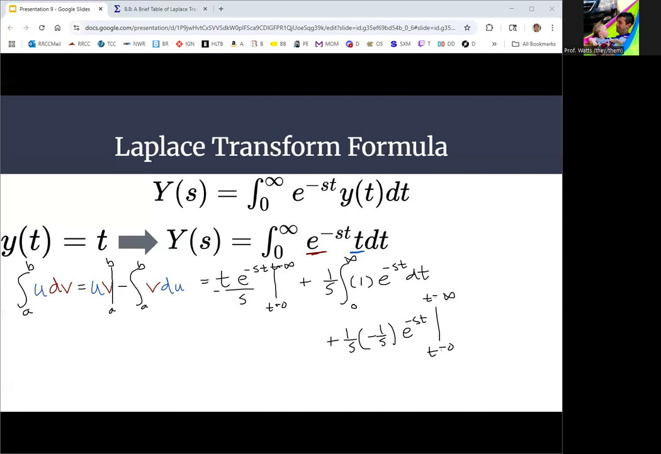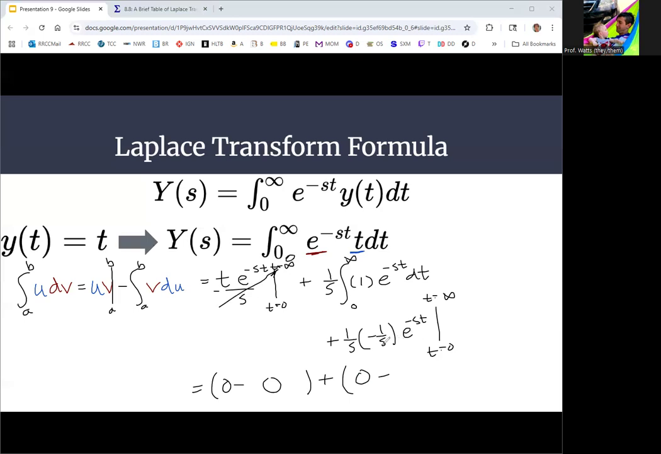So when you evaluate at the infinity, both of these are going to be 0, because t being replaced with infinity or t going to infinity gives you e to the negative infinity, which is 0. So with both parts here, you get 0 for the upper limit. Now for the lower limit, you get 0 in the first part because it's got a t, and we're evaluating at t equals 0. So that whole thing is 0.